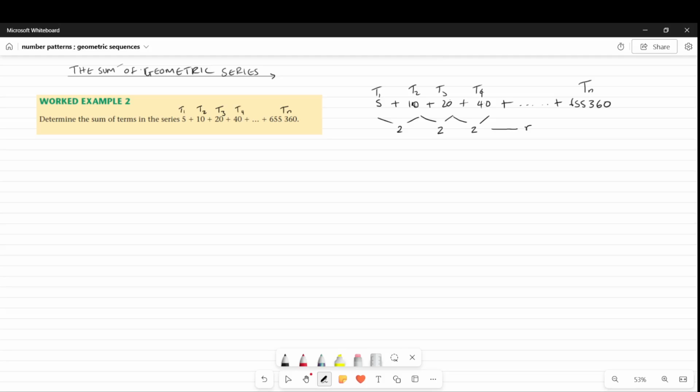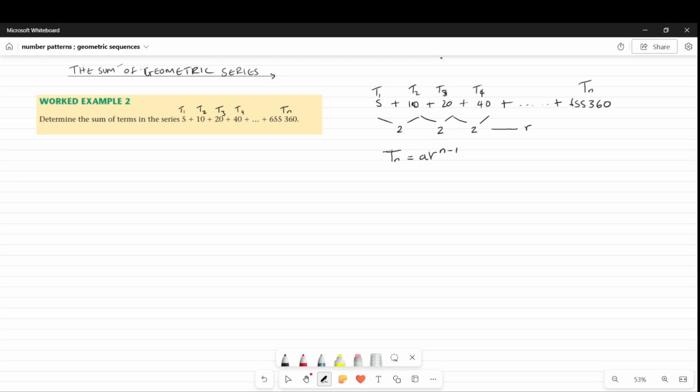Now we know Tn is our last term. But between T1 and Tn, we do not know how many terms there are. So the first thing we have to do is find n. We need to know how many terms there are between 5 and 655,360. To find that, we're going to use the formula Tn is equal to a r to the power of n minus 1.